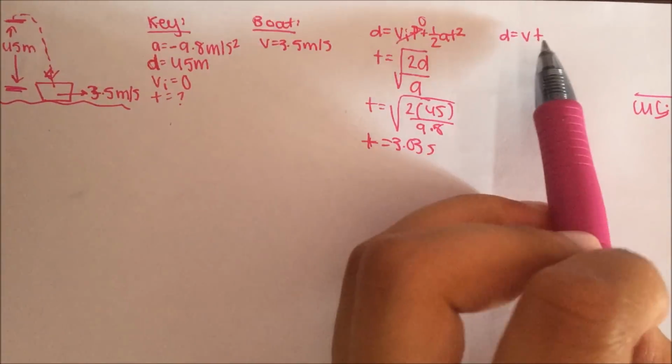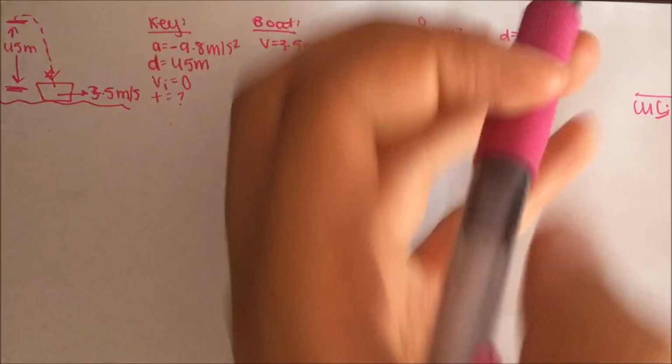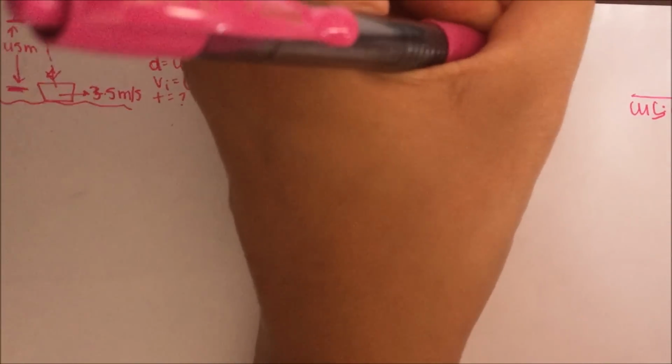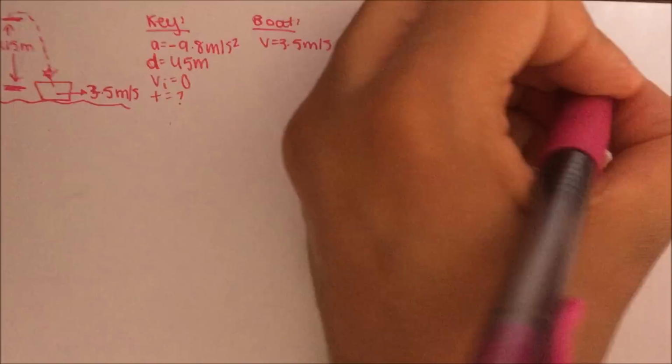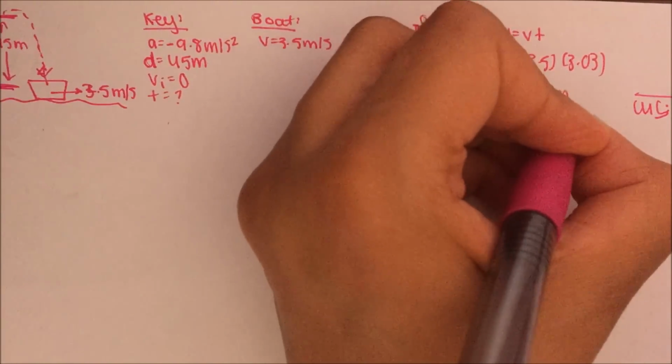So that also will help you determine the distance. The time is going to be the same. So then the distance is going to be the velocity of 3.5 times the time, 3.03, and it's going to give you a distance of 10.6 meters.